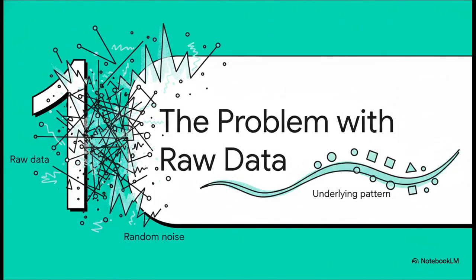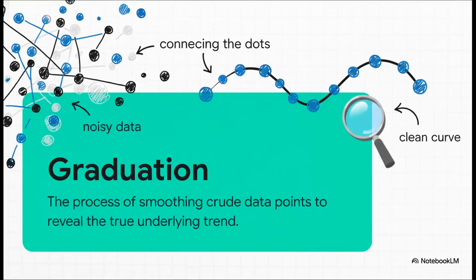And that right there is the fundamental problem with raw data. It's just too volatile, too full of random blips and fluctuations, what statisticians call noise, to be useful for making stable, long-term decisions. That noise can completely hide the actual pattern you're trying to find. And that's exactly where graduation comes in.